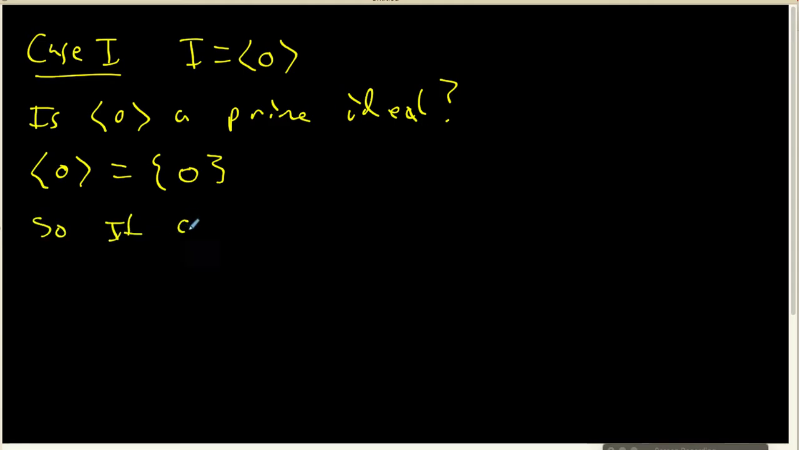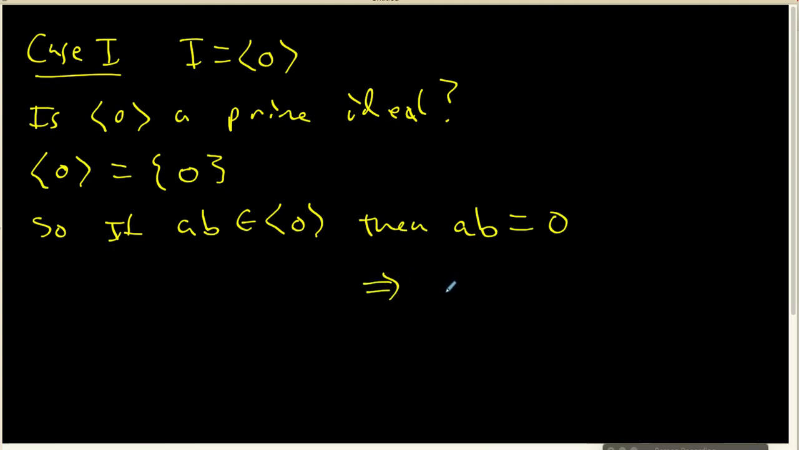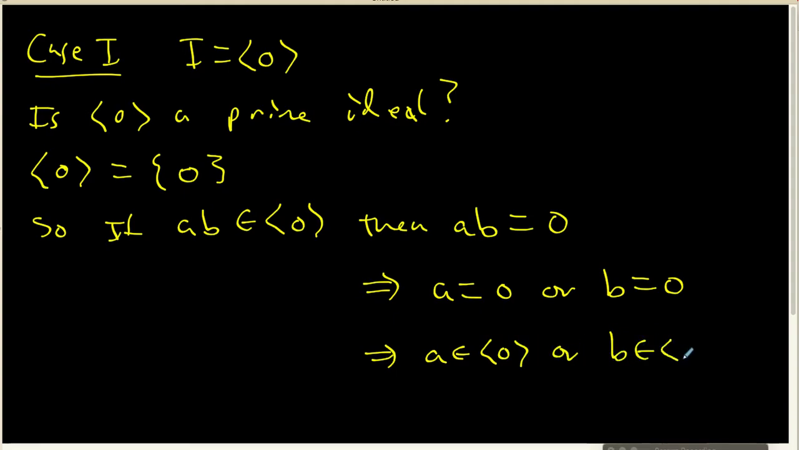So if I know that ab belongs to this particular ideal, then I do know that a times b is equal to 0. And since we are in the ring of integers, ab equal to 0 does imply that a is equal to 0 or b is equal to 0. And so that does say that either a belongs to my ideal or b belongs to my ideal. In other words, yes, this ideal is a prime ideal of the integers under their usual multiplication.